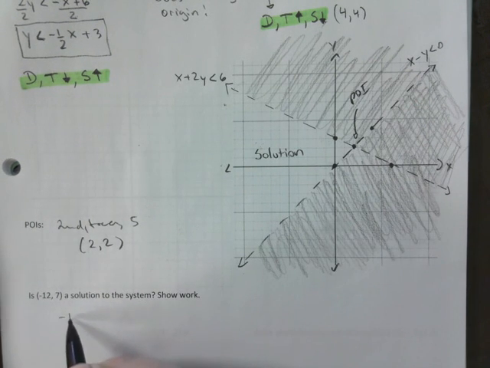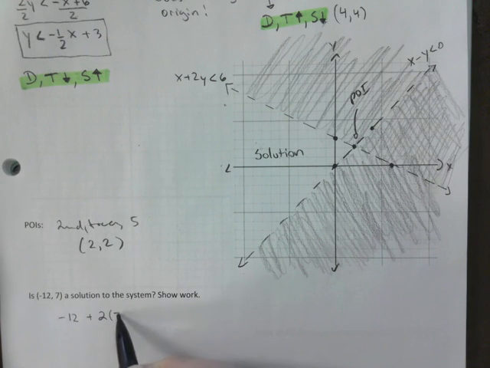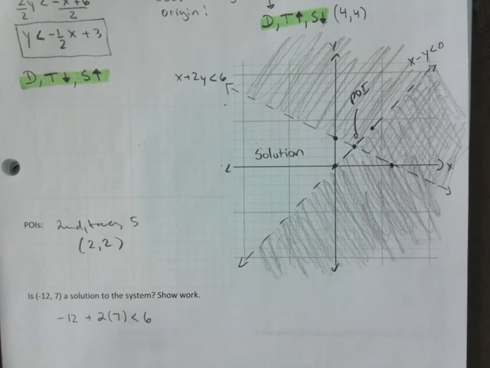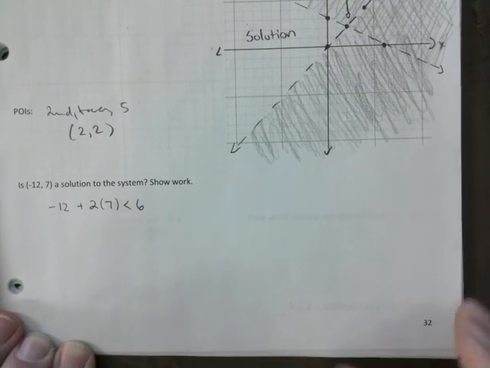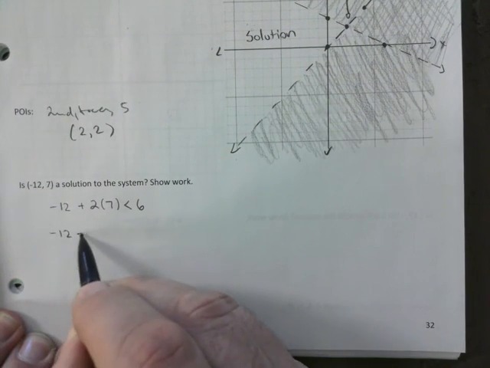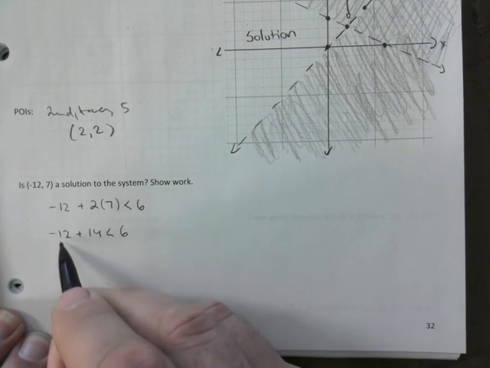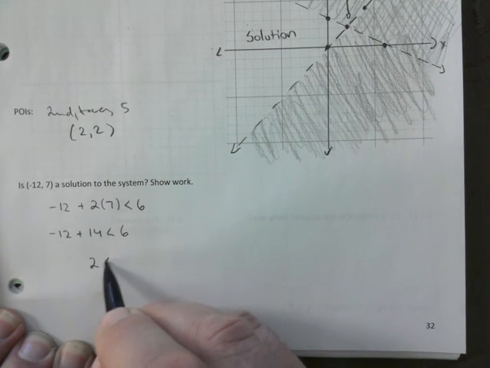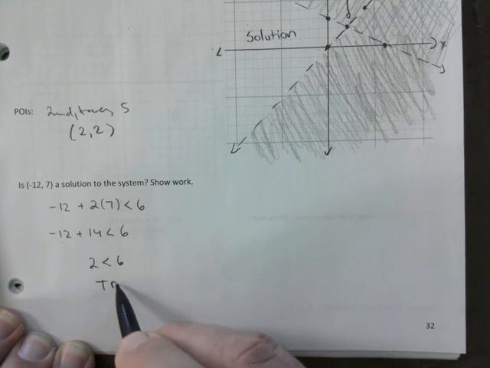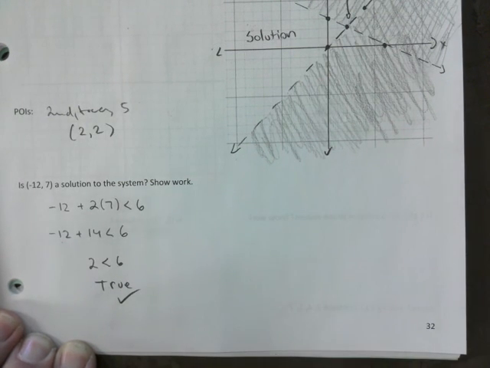So negative 12 plus 2y, is that less than 6? That's what we're going to ask ourselves. Okay, so negative 12 plus 14, is that less than 6? And this actually is 2 is less than 6. That's true. So far, so good.